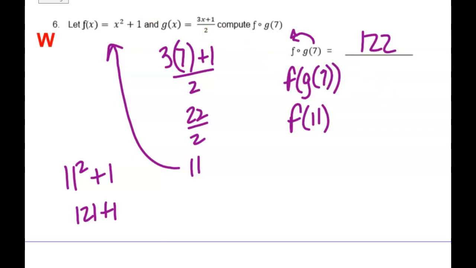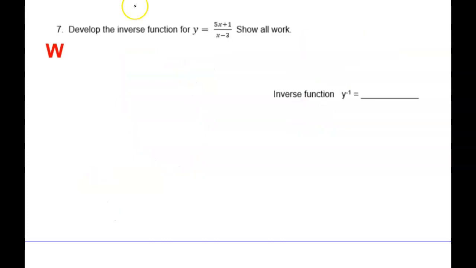I know I'm going fast, but you can rewatch the video. You can have the answer key to look over. I just want to make sure I've covered everything.